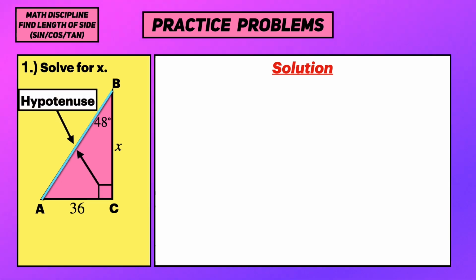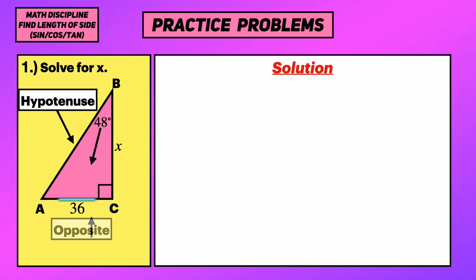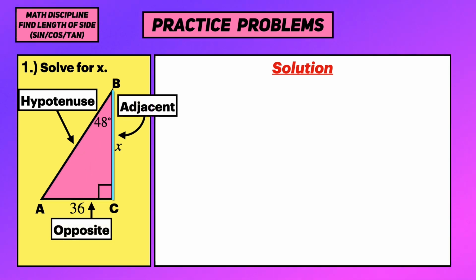The side across from the 90-degree angle is the hypotenuse. The side across from angle B is our opposite side. The remaining side is the adjacent side. We are given the length of side AC, which is 36. This is our opposite side.